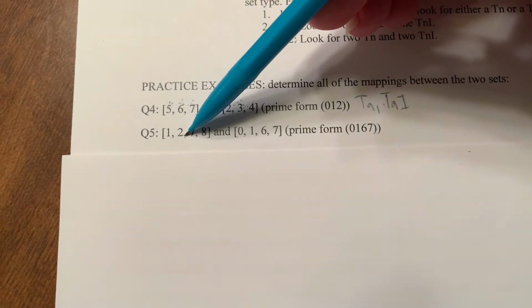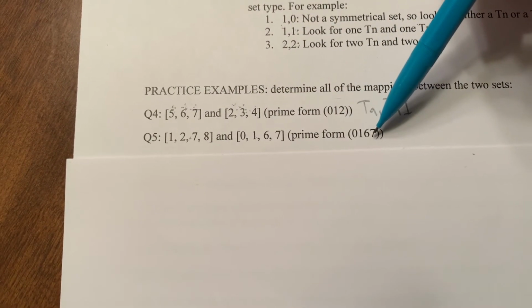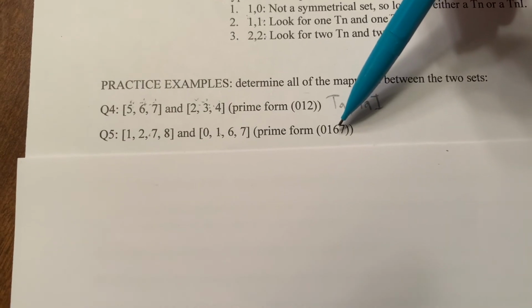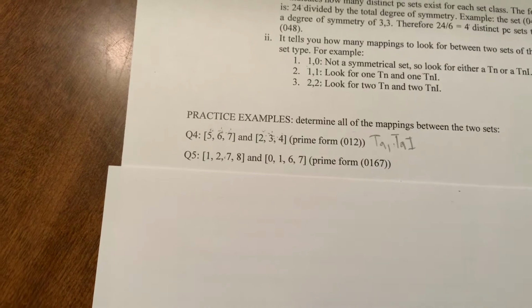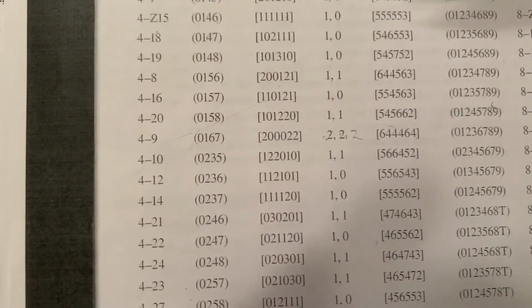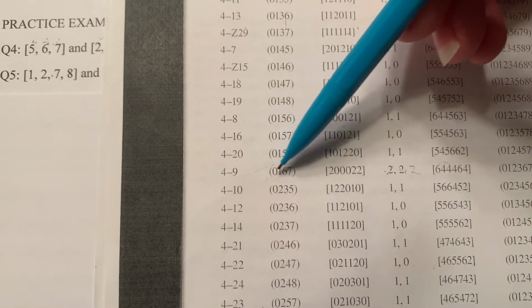So let's say I asked you to figure out all the mappings from this onto this. It's the prime form 0167, the Bartok Z cell. All right, now let's take a look at our list of set classes. I think I showed you this one a moment ago. Let's look for 0167. Here it is.